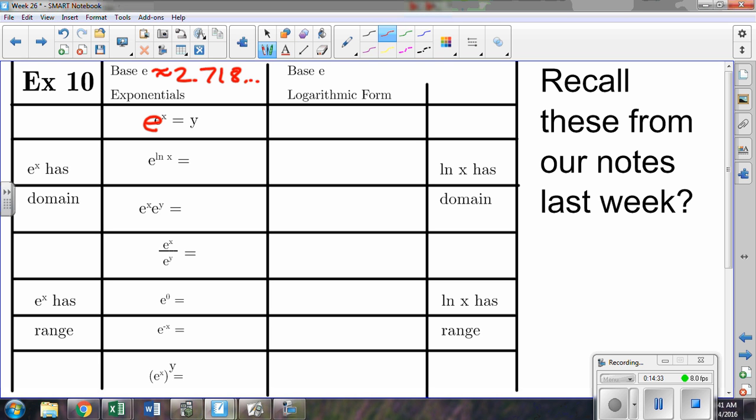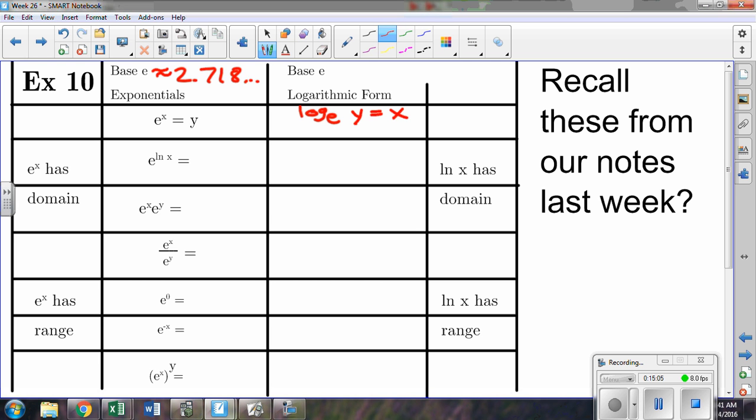But before we look at the reasons why, we want to gain some familiarity with what. What should come before why? And so how would we rewrite this in its logarithmic form? Well, log base e of y equals x. It's fairly unusual to write down log base e.